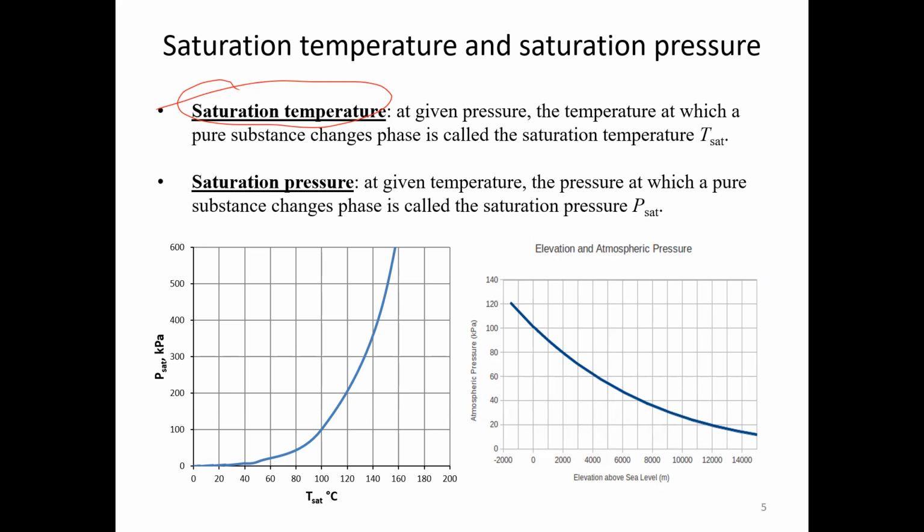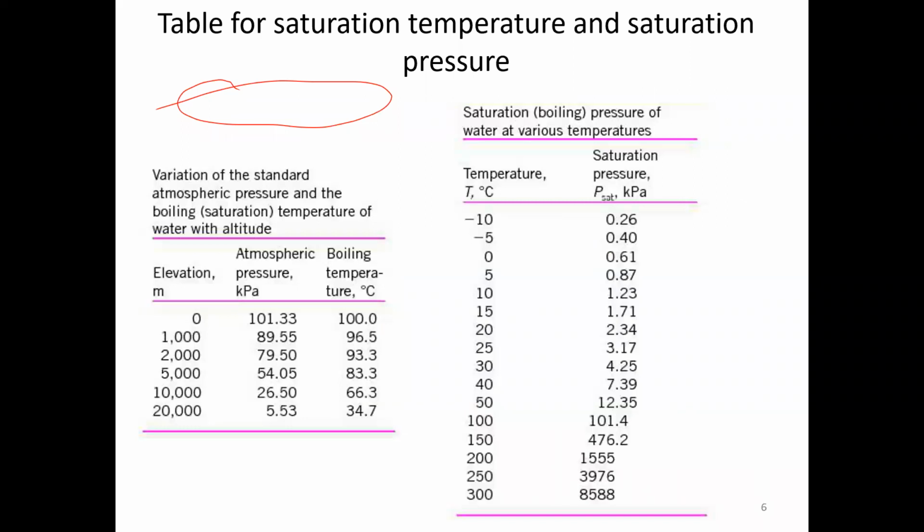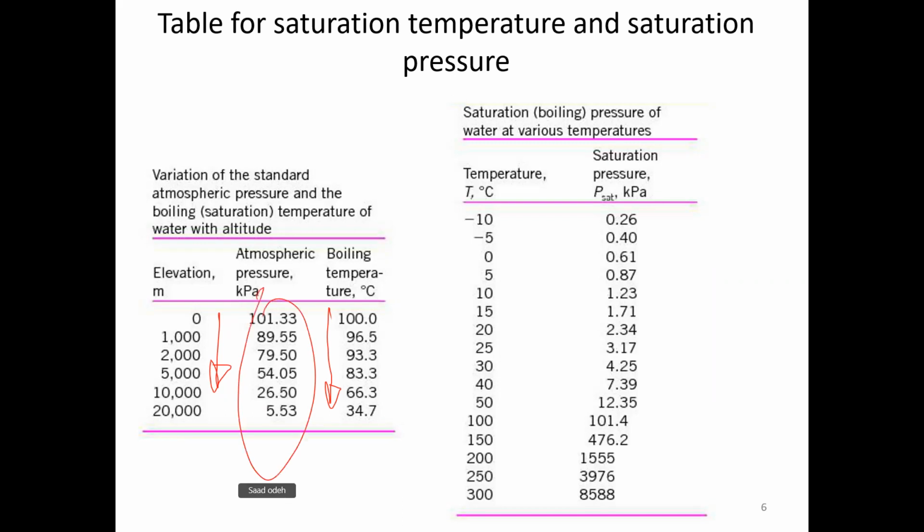Just want to see the time. Okay, so this table just gives you an idea of the change of boiling temperature with the elevation. As you can see here, the higher elevation needs a lower boiling temperature, because the pressure will be lower, as you can see in this column.